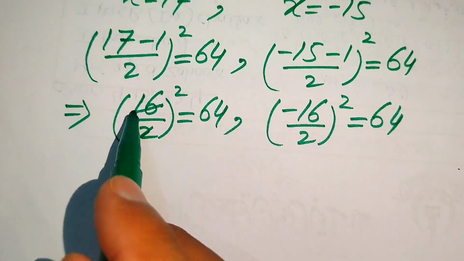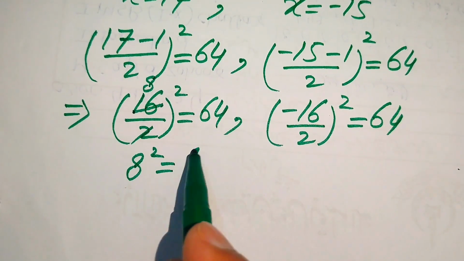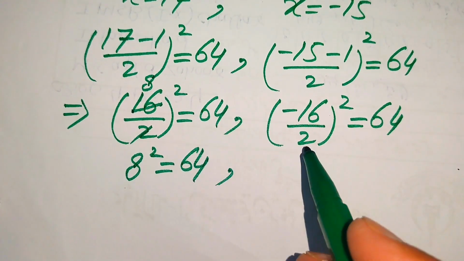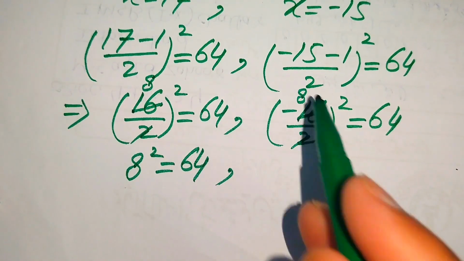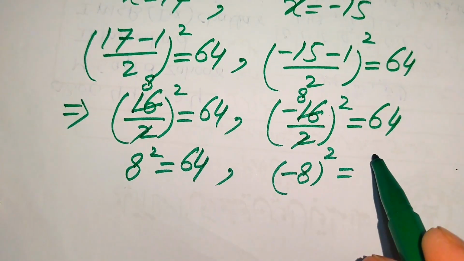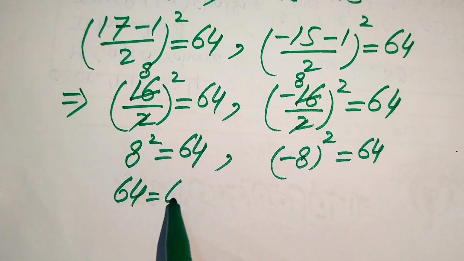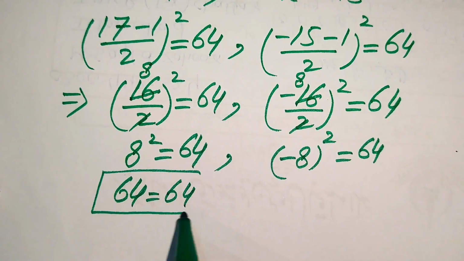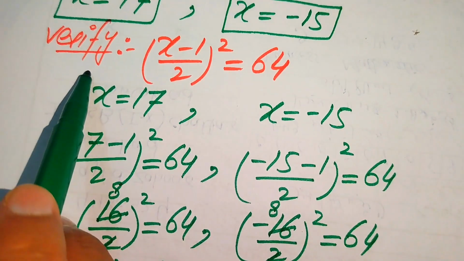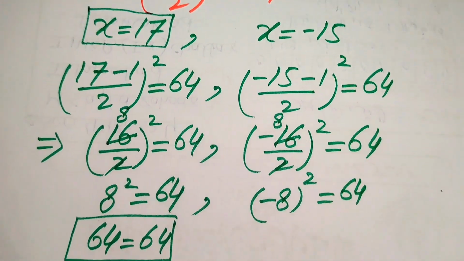So these are cancelled out by each other, and we get 2 times 8, that is 16. We get here 8 square equals 64, and here we get 2 times 8, that is 16. We get minus 8 square equals 64. So this becomes 64 equals 64. So this shows that the value of x equal to 17 satisfies our given question statement.